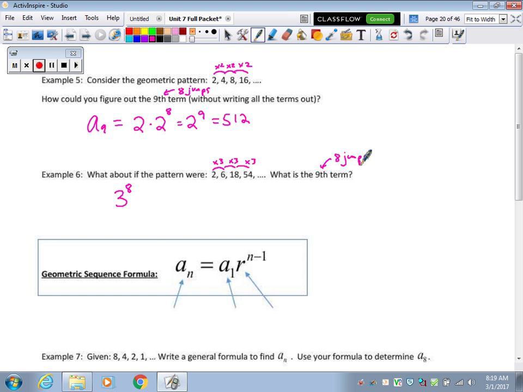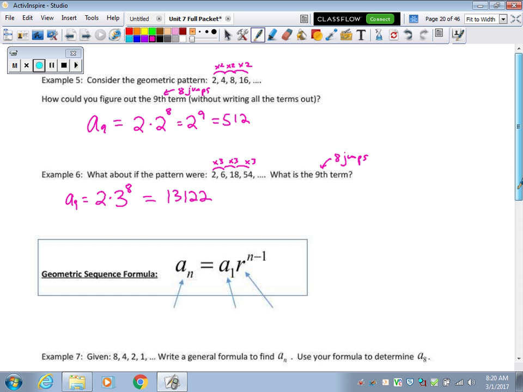So times 3 times 3 times 3 times 3, 8 times. But what times 3? Well, I started on a 2, and I times it by 3, and then times it by 3, times it by 3. So that would be 3 to the 8th times 2, 13122.